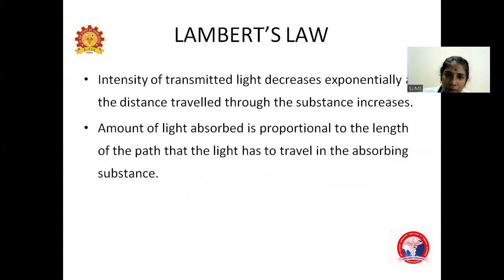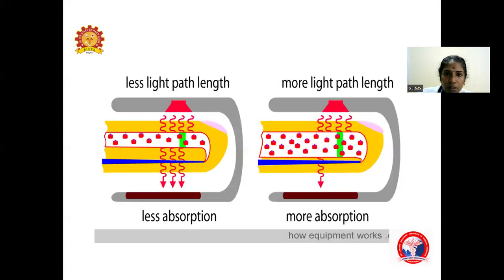And moving on to Lambert's law. The intensity of transmitted light decreases exponentially as the distance traveled through the substance increases. And the amount of light absorbed is proportional to the length of the path that the light has to travel in the absorbing substance. See, the lesser the light path length, the less absorption we have. Whereas the more the light path length, that is the thickness, the more absorption capacity we have.